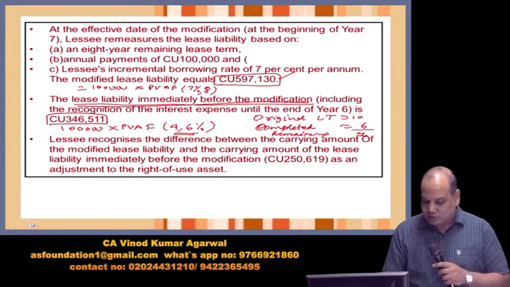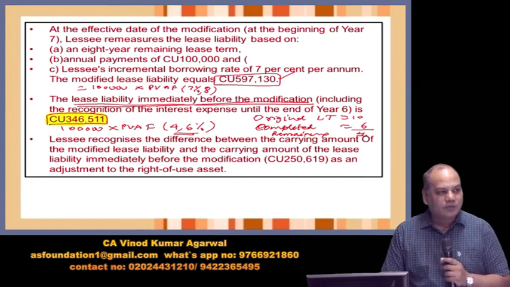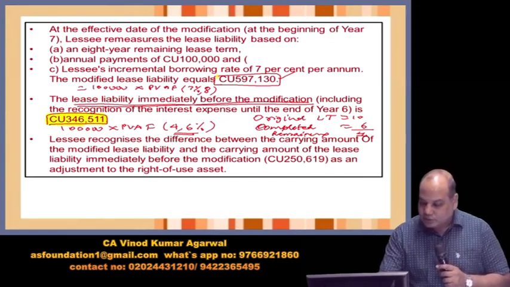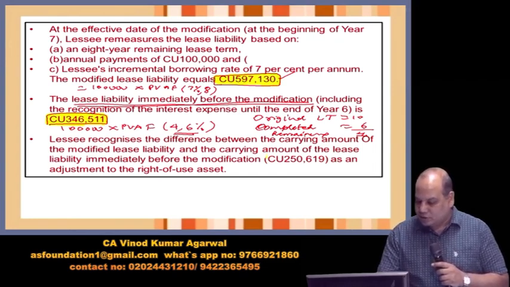So now you have understood two calculations. Whenever there is a modification, first you will have to find out what is my carrying amount of the liability and asset on the date of modification. Find out the new liability now. What is your new liability here? 597,130, which means your liability will increase by 250,619.